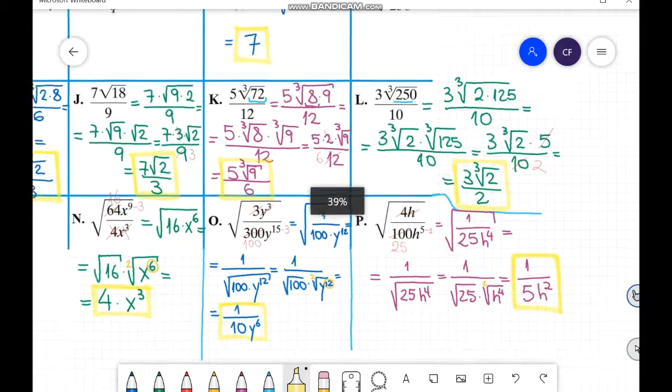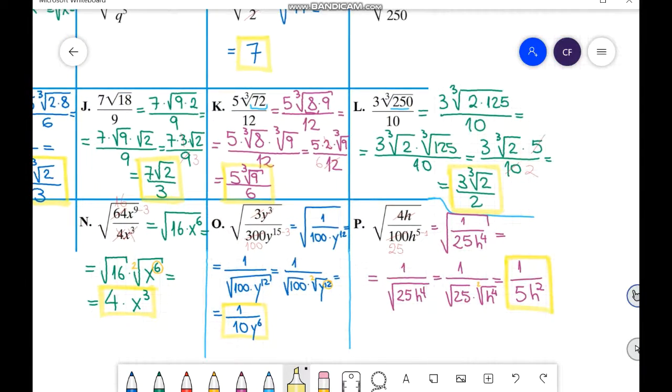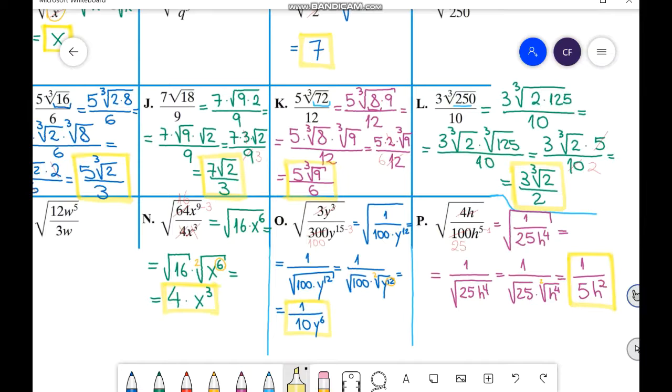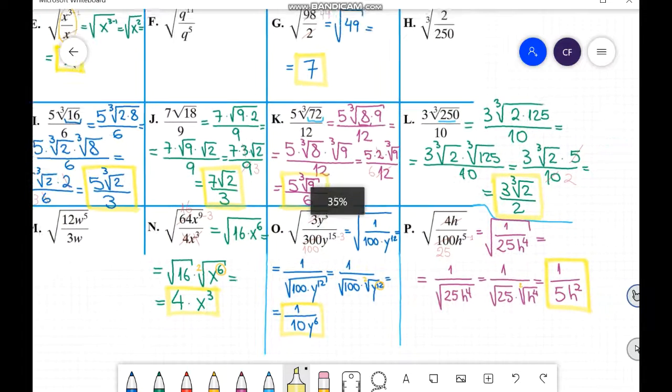So we have J and O, as you asked. Thank you, Ariel. J and O are on the screen. Let me zoom out a little bit more.